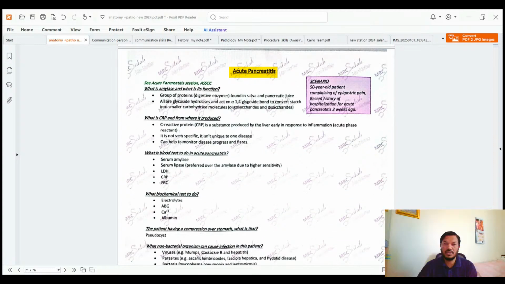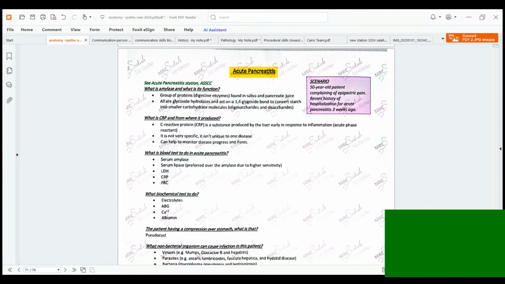Acute pancreatitis station. What is amylase and what is its function?